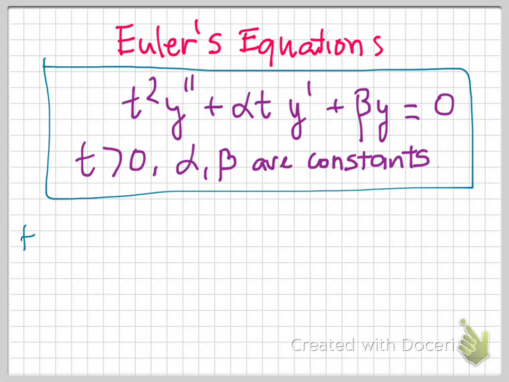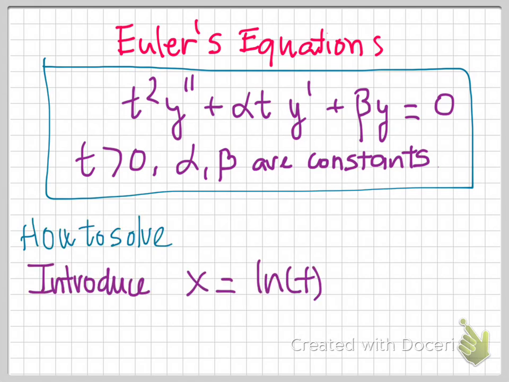So far, we only learned how to solve a second order equation with constant coefficients. Notice that the coefficients of y double prime and y prime here are not constant, so we cannot use the method that we have already learned. How can we solve these equations?